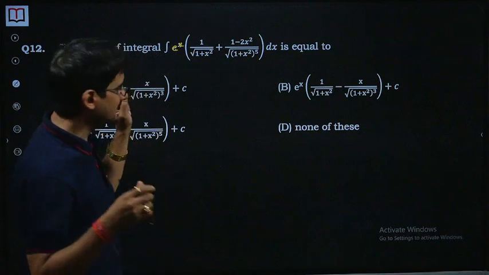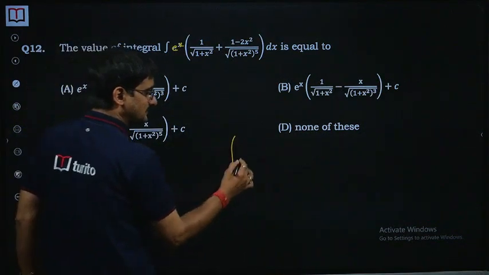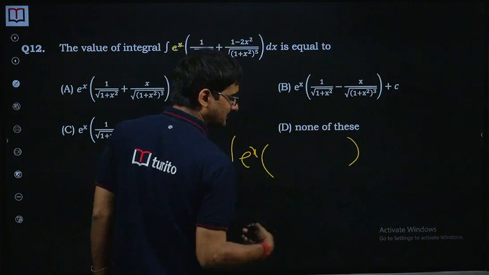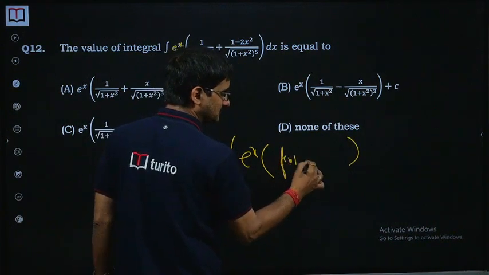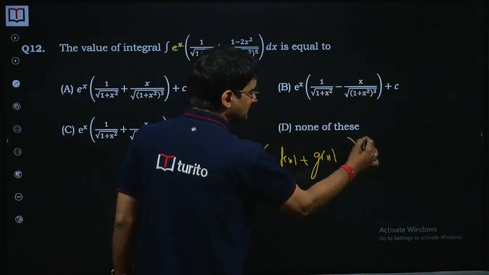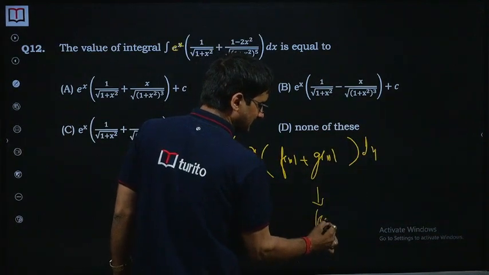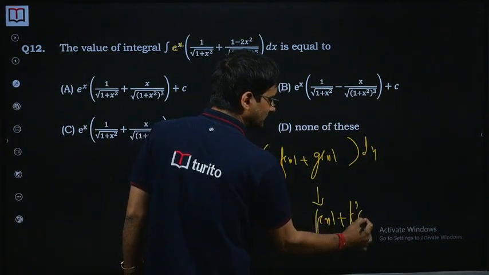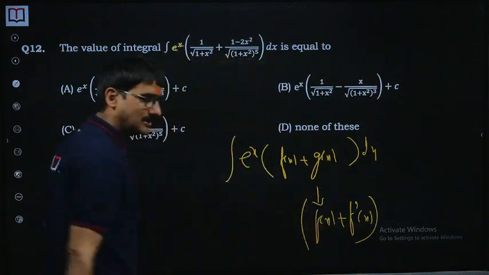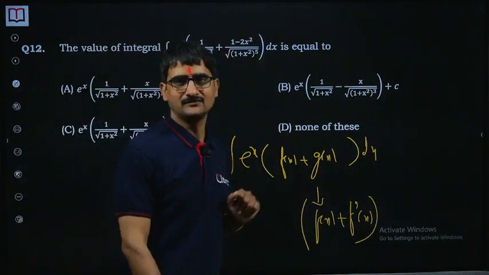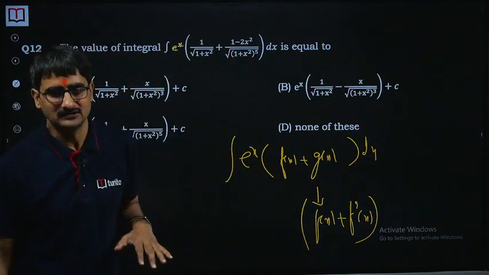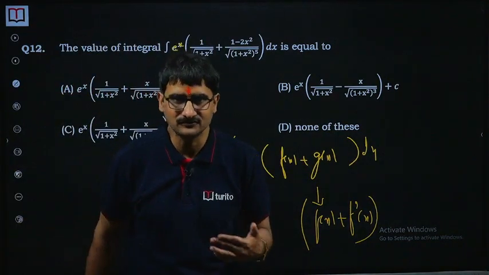See, of course, I always say when you have e raised to the power x as a product, and within the bracket you have two different functions, normally we try to match it with f(x) plus f dash x. To be true, I really tried very hard to compare it with f(x) and f dash x. I tried, but I couldn't get it. You may also try, you may get it. I'm not saying you won't get it.